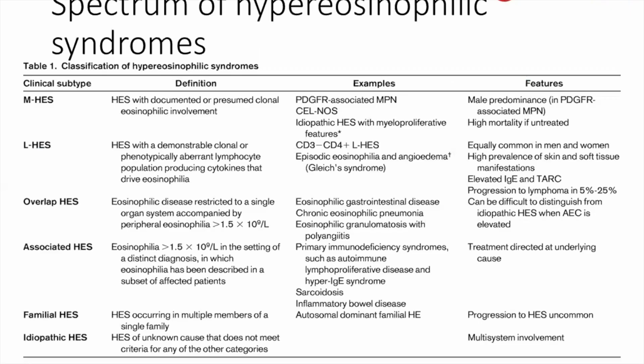So the spectrum of hypereosinophilic syndromes can range from MHES, that is myeloproliferative HES, all the way to idiopathic HES. I'll be dealing with them as I come along, and I'll be explaining the differentiation between them.